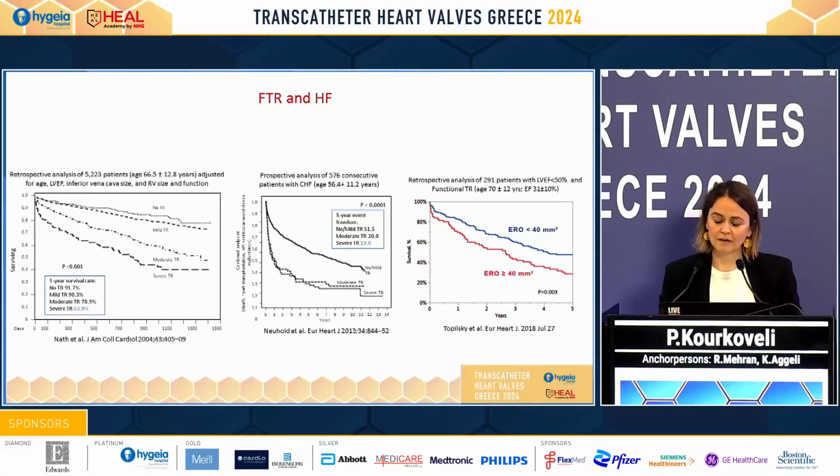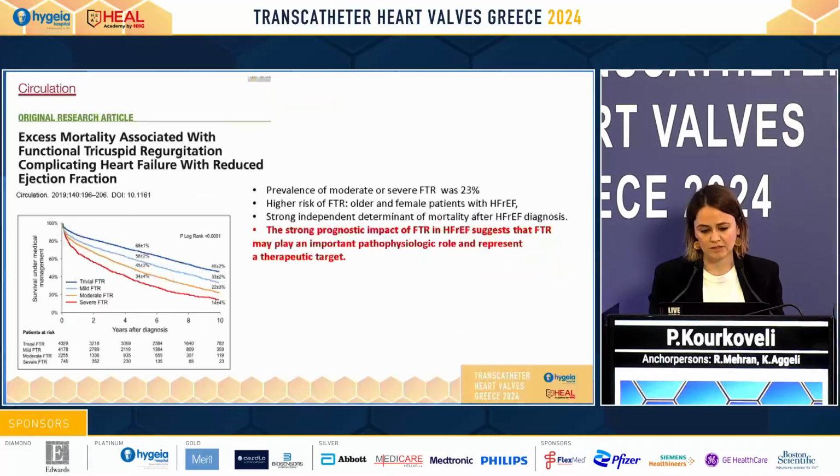So these are reports from the past, from like 20 years ago, saying that patients with heart failure with reduced ejection fraction have a worse prognosis, and the prognosis gets worse if the tricuspid regurgitation is more than moderate.